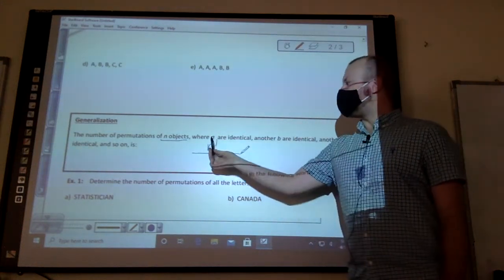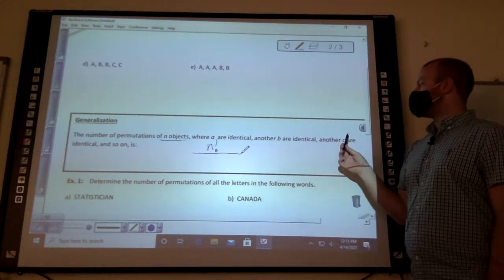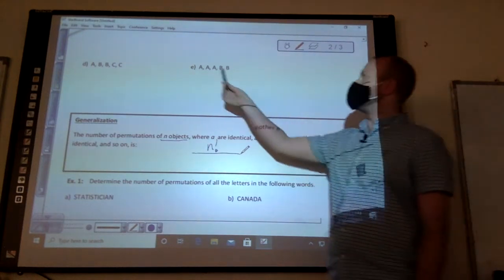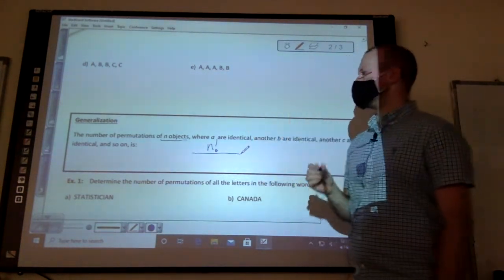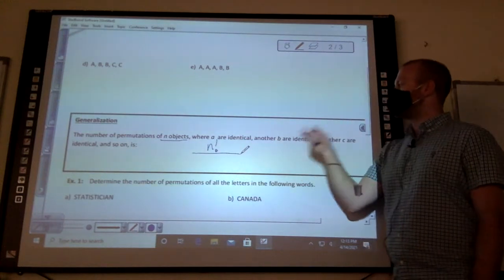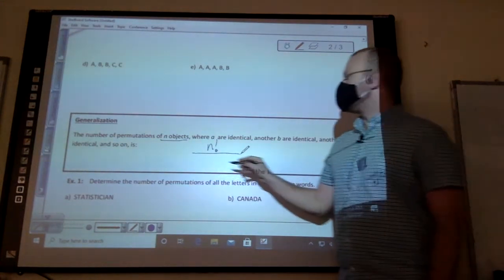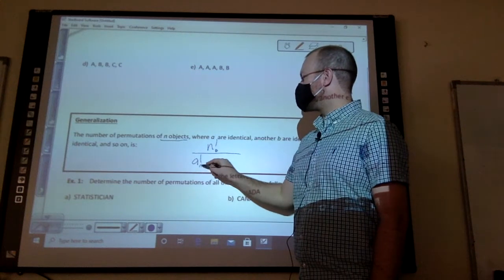And if I've got A that are identical, B that are identical, C that are identical, so here I've got 3 A's are the same and 2 B's are the same. So that's what it means by the A, B, C. So essentially this is the equation that we're going to use.